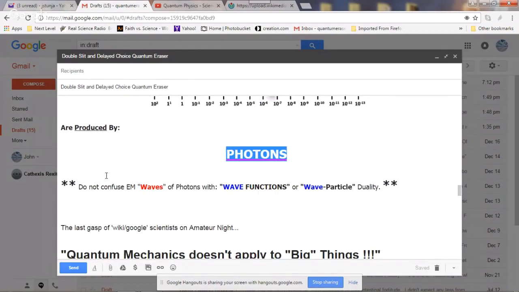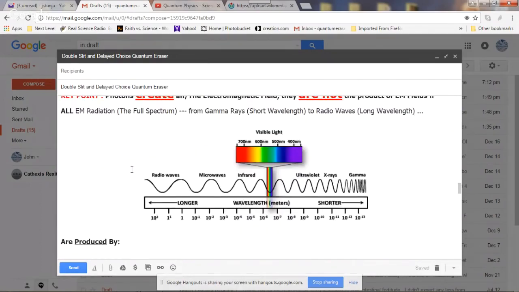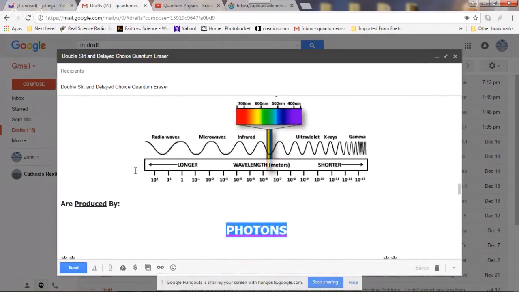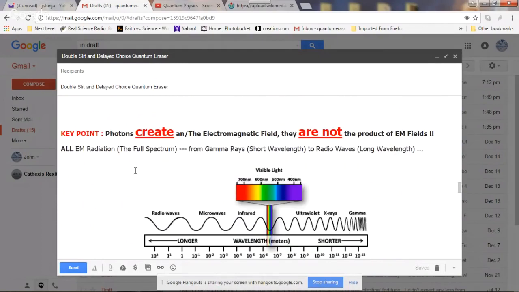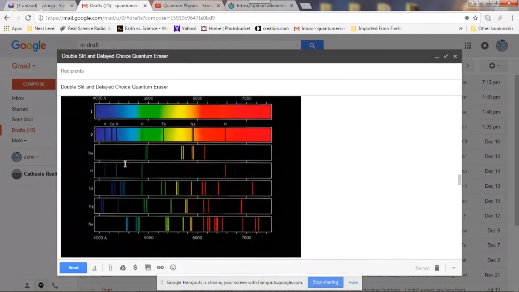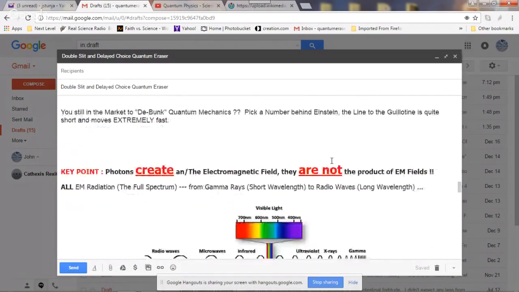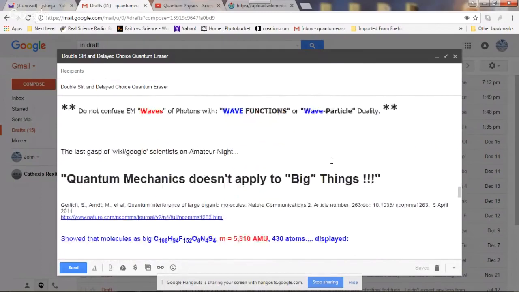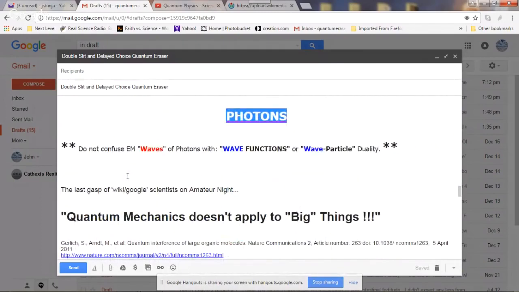That's a very important concept to understand, and it goes back to the emission and absorption spectra. Another important one: do not confuse EM waves of photons with wave functions, which we didn't get into too much here, or wave-particle duality.